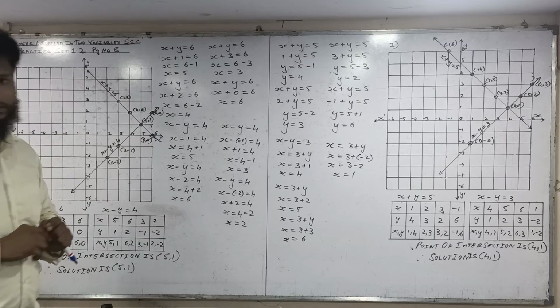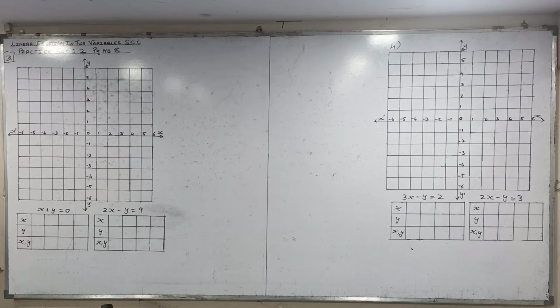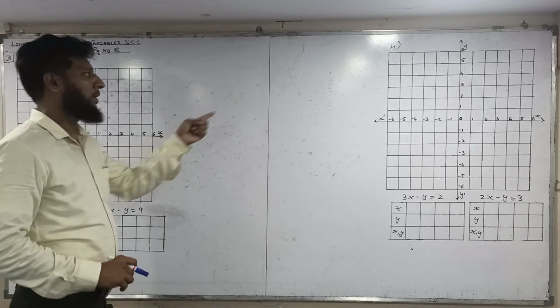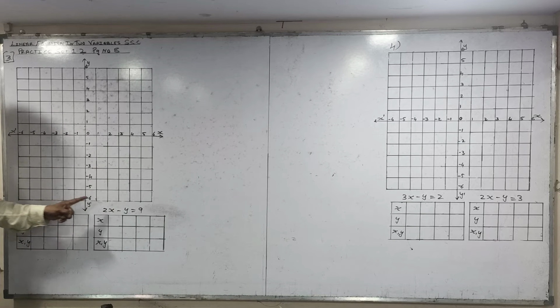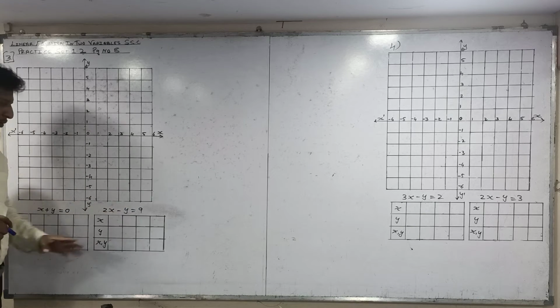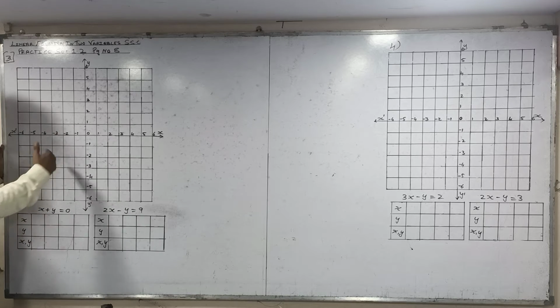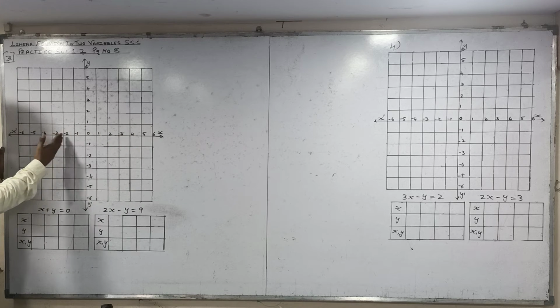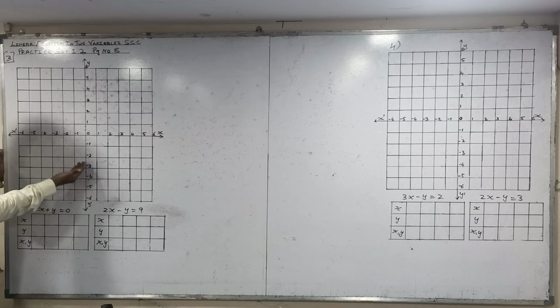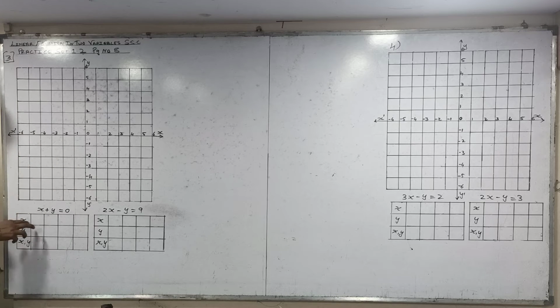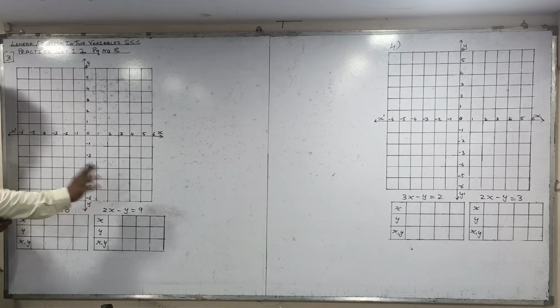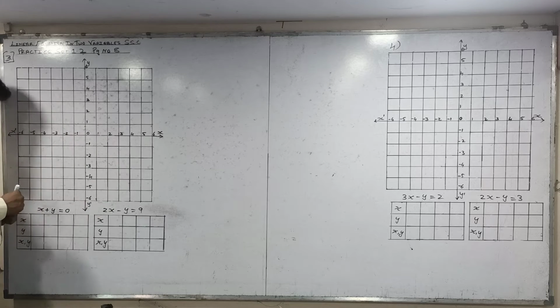Now third and fourth sum. Now question number 3 and 4. So equation is given x plus y is equal to 0 and 2x minus y is equal to 9. So this is your graph paper. 1, 2, 3, 4, 5, 6. Minus 1, minus 2, minus 3, minus 4, minus 5, 6. 1, 2, 3, 4 and minus 1, minus 2, minus 3. And you have to draw this column table. So we are drawing 4 columns and these are our equations. Okay. So now we'll solve the equation.